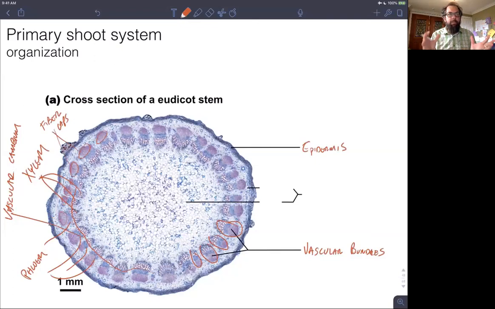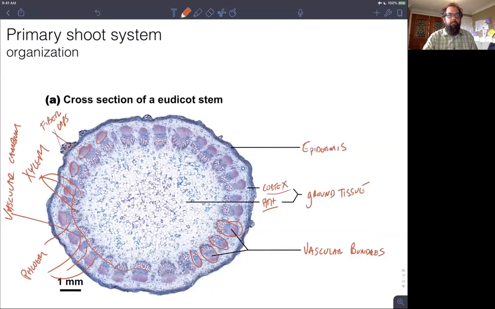The rest of the plant is made up of ground tissue, and that ground tissue, just like in the root, is separated into the cortex outside of the vascular bundles, outside of that vascular tissue, and then toward the center of the stem we have the pith. So cortex and pith, just like in the root, make up the ground tissue in the stem.